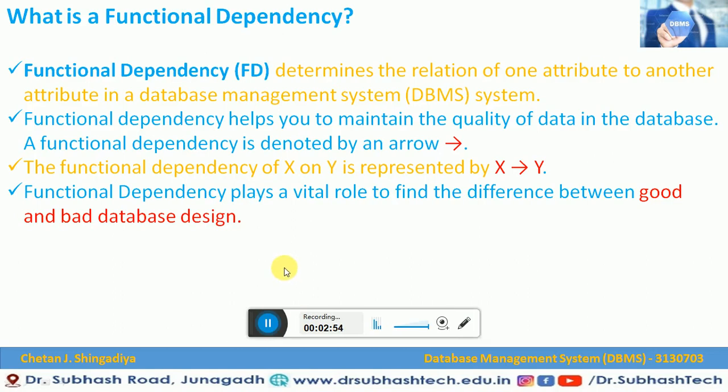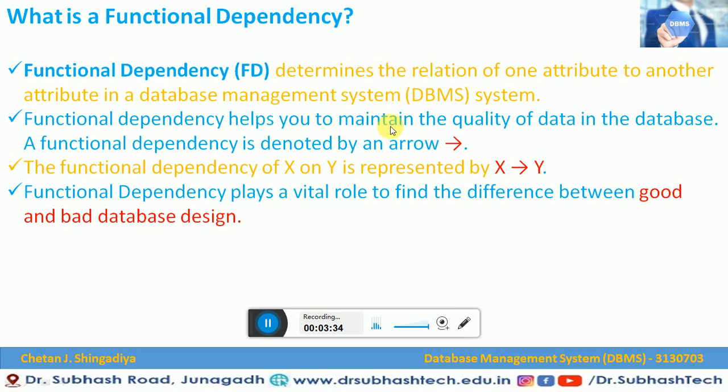Functional dependency also helps you to maintain the quality of data in the database. And the functional dependency is denoted by an arrow. How can we define it? The functional dependency of X on Y is represented by X is dependent on Y. This is how we can represent functional dependency in DBMS. If there is a functional dependency of X on Y, it can be represented by X arrow Y.